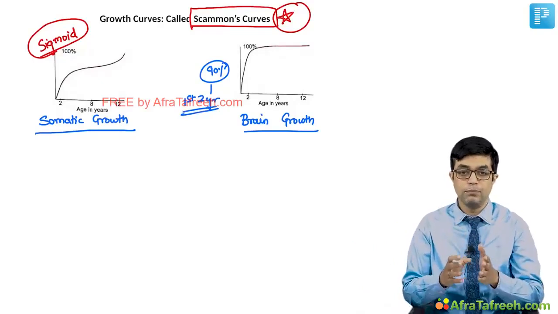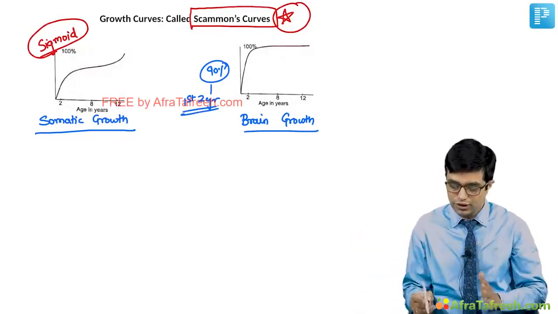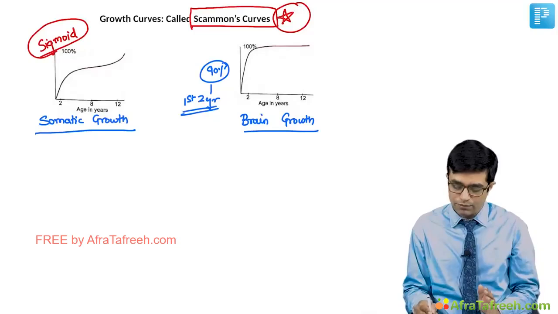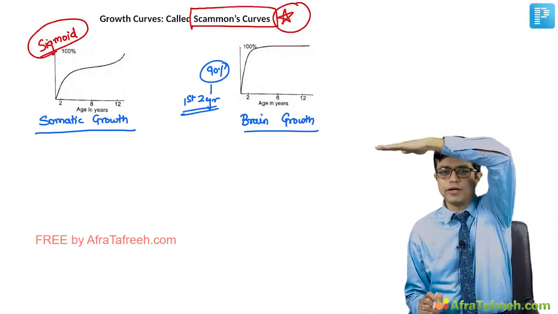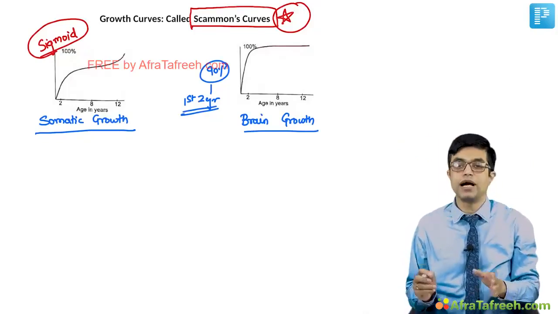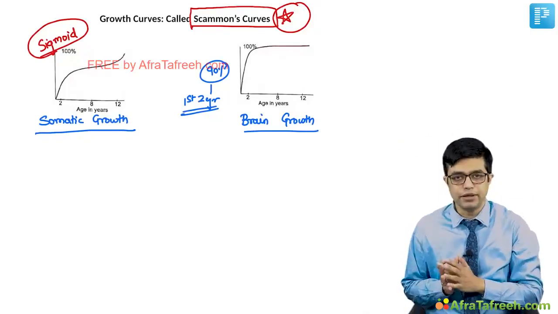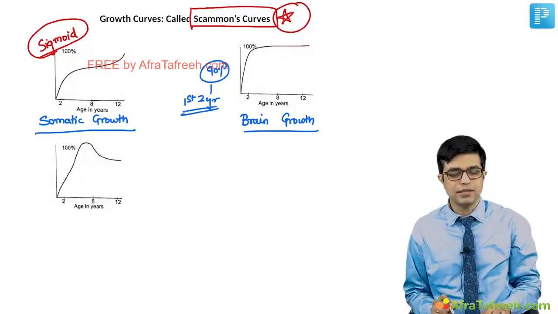So growth and maturation will continue, but the growth is in the form that initially there is a rapid rise in the first 2 years, then it becomes like a plateau. That is known as the brain growth pattern, which is seen as depicted here. The third pattern is something like this.